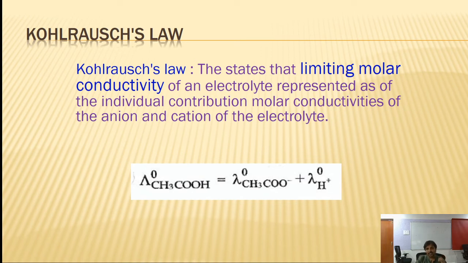Then what happens is, when you are diluting to an infinite level, whatever ions are present in the solute get dissociated completely. So the limiting molar conductivity at that time, the conductivity shown by the electrolytic solution, is the sum of the molar conductivities of the anion and cation of the electrolyte.